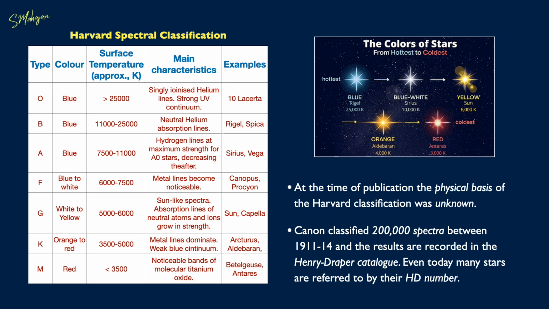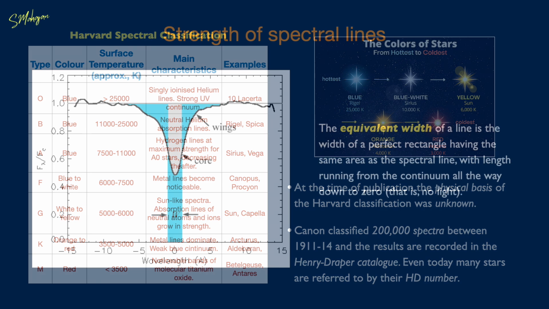It is interesting to note that at the time of publication, the physical basis of the Harvard classification was unknown. Astronomers figured that the Balmer lines in Vega, which is an A0 star, are much fainter than seen in the Sun, while the calcium lines are much stronger in the spectra of the Sun than in Vega. But they were not sure if the difference in surface temperature alone explained this variation in stellar spectra. The key to the mysteries of the stellar spectra came about with the theoretical understanding of the quantum nature of atoms. But first, let's learn about the strength of spectral lines.